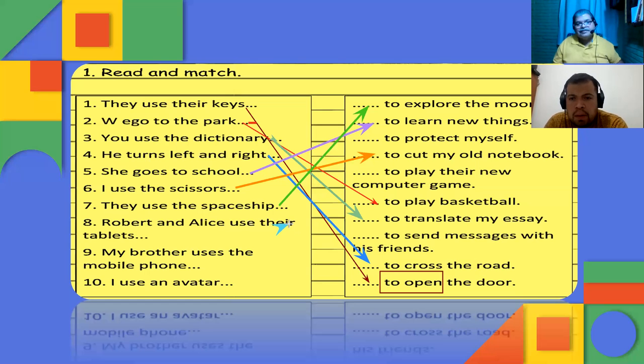To protect myself. The tablets. Okay, no. I use the avatar. Play their new computer game. My brother used the mobile phone to send messages to his friend. I use an avatar to protect myself. And Robert and Alice use their tablet to play their new computer game. Perfect. Okay. Very good.